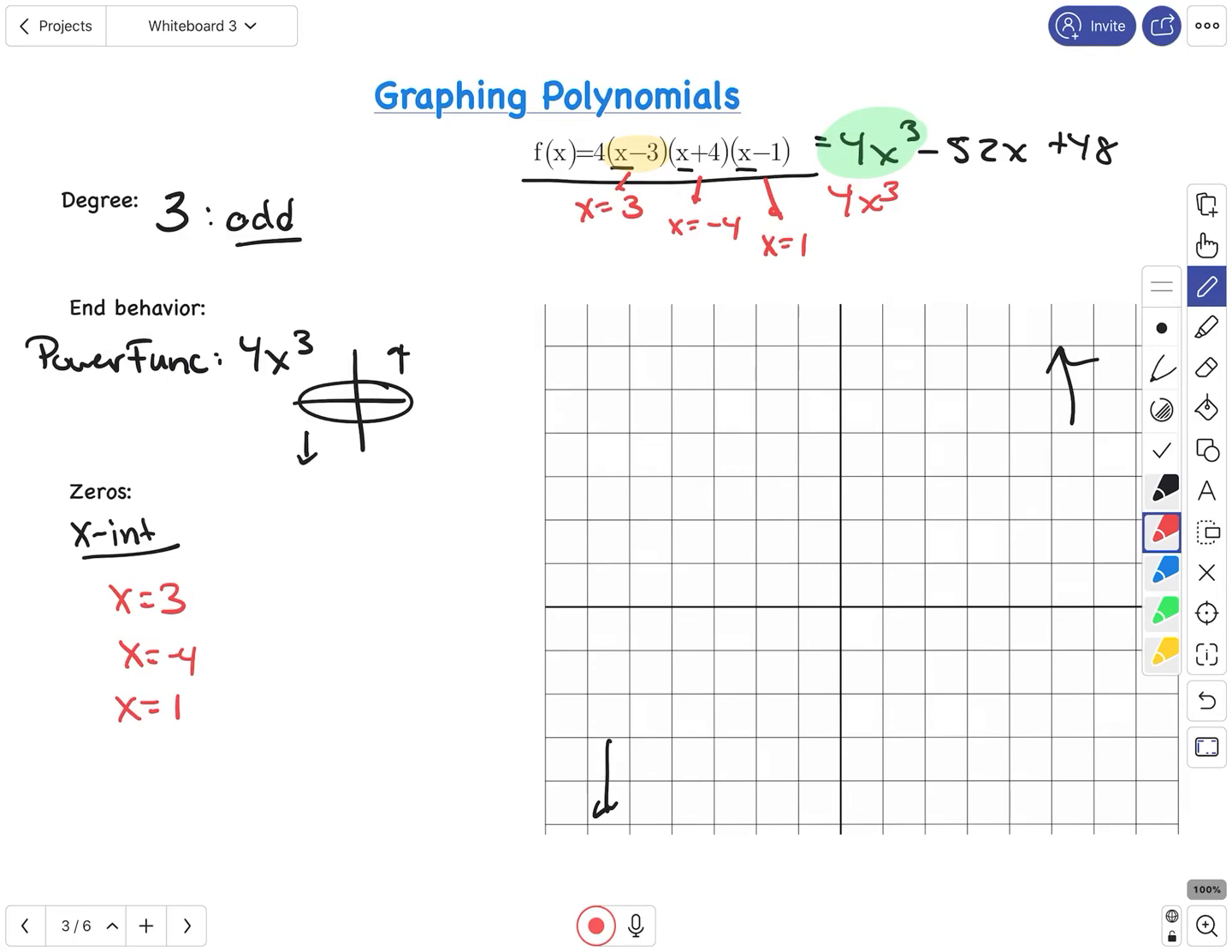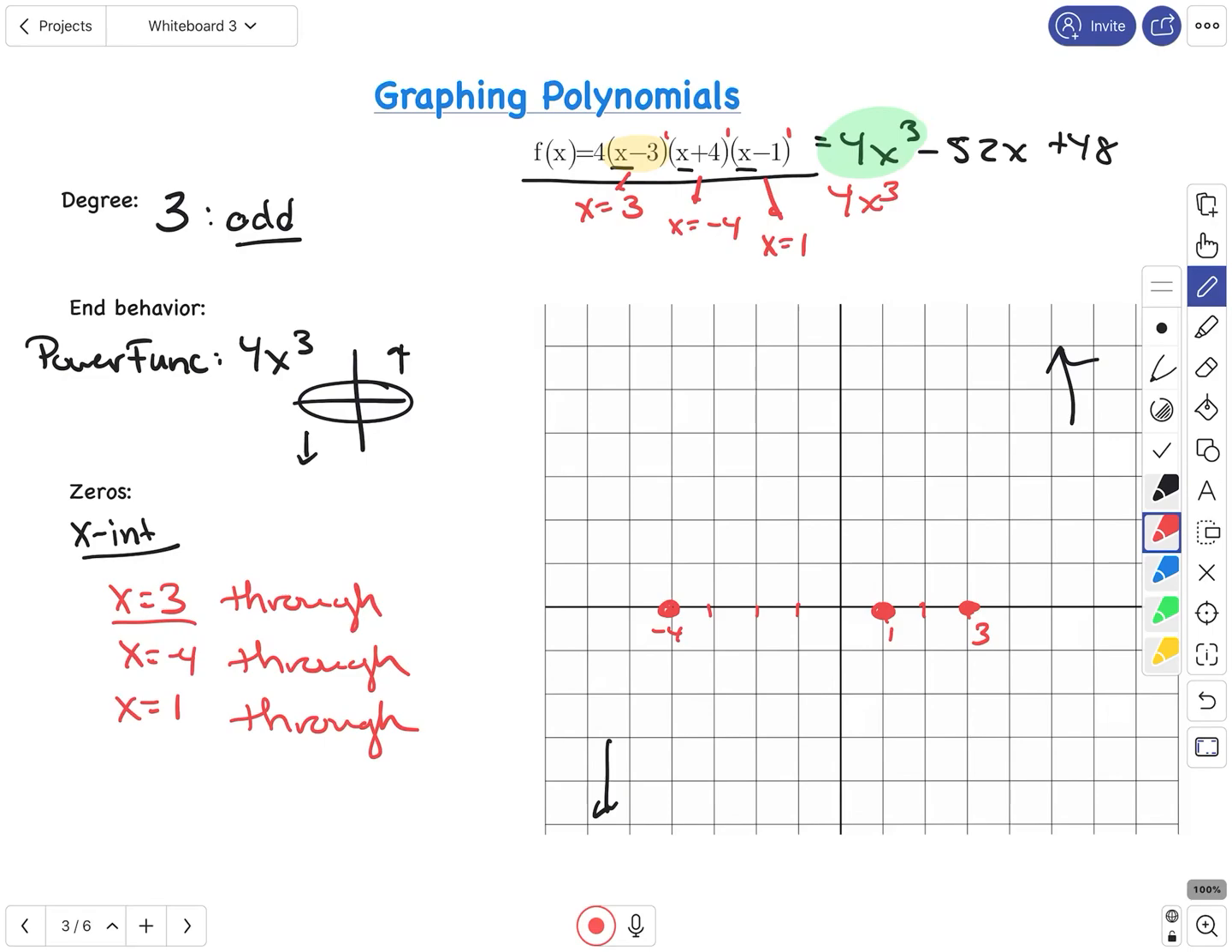And I want you to notice that all of the exponents on those parentheses are odd. They're all ones, so they are all what we would call through intercepts. So here we go. Let's plot those x-intercepts. X equals 3. 1, 2, 3. X equals negative 4. 1, 2, 3, 4. And x equals 1.